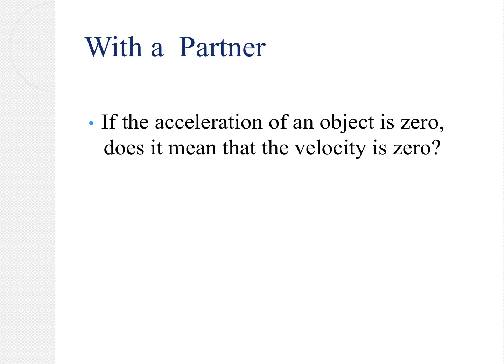With somebody around you, I want you to try to come up with a scenario to answer this question. If the acceleration of an object is 0, does that mean the velocity is 0? So come up with an example or an answer to that with somebody around you. I would agree it's no. What's an example of that? Constant velocity, right? If I have my cruise control set, my velocity is not necessarily 0, but my acceleration is 0. I'm not speeding up or slowing down. What would be the case in which they are both 0? When I'm at rest, when I'm not moving. Good.